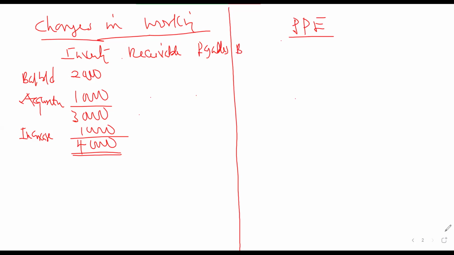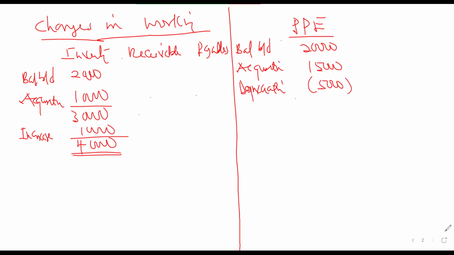You look at the parent figure. Let's say the parent figure is 20,000. If the parent has acquired a new subsidiary, definitely we are going to be adding that figure to the parent figure if you are consolidating. So let's say that is 15,000. If there is a depreciation, it is going to be reducing our figure here. So let's say depreciation is 5,000. If there's a revaluation, it is going to be increasing our asset by 2,000.